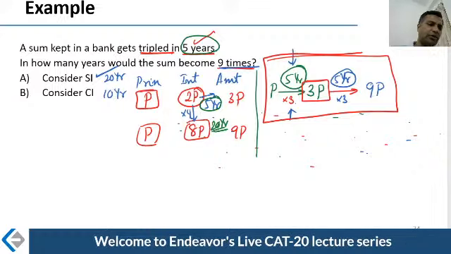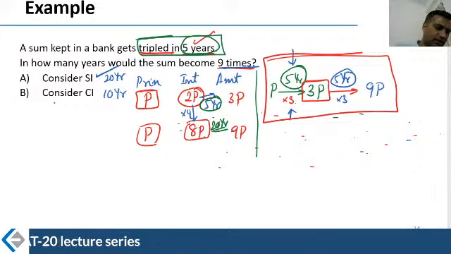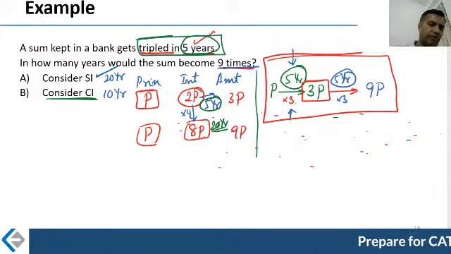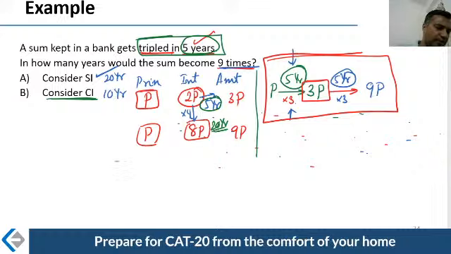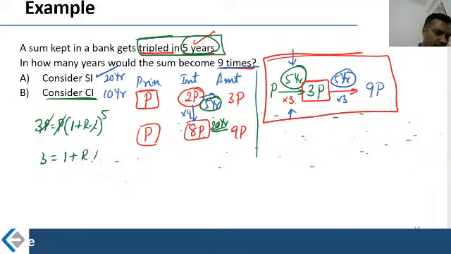But let me put the math on this. Let's use CI. I've already shown it triples. Now it looks like this. Amount is 3p, where P is the principal, equal to P times 1 plus r percent raised to power 5. P and P cancel. Therefore, 3 is equal to 1 plus r percent raised to power 5.